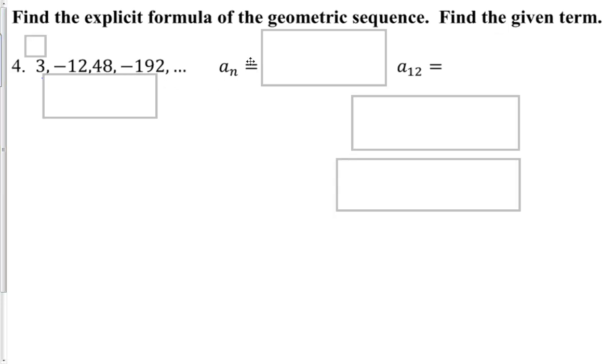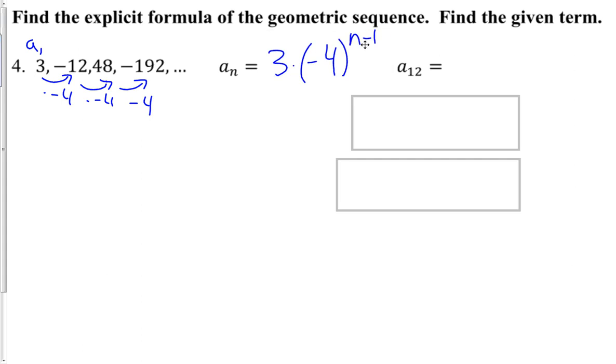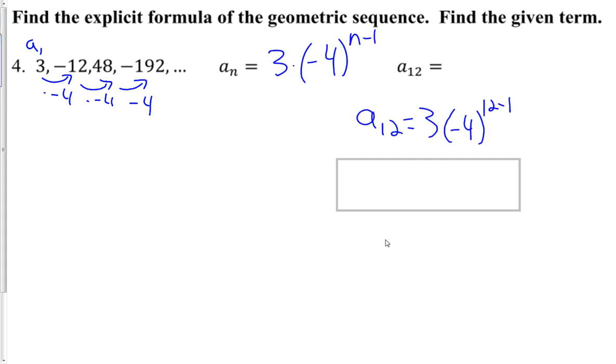So find the explicit formula of the geometric sequence and find the given term. So first term is going to be 3, right? That's given there. So we got negative 12, 48, negative 192, right? Our sign's flipping, so we're multiplying by a negative. 3 to negative 12 is times minus 4, times minus 4, and we get 48. Times minus 4 again, negative 192. So times minus 4 is the r. First term is 3, so 3 times negative 4 to the n minus 1. Just plugging it in, and then doing the calculation.